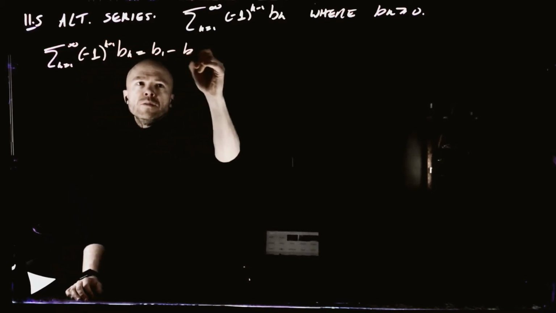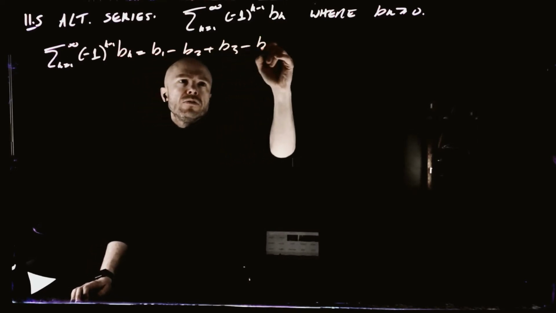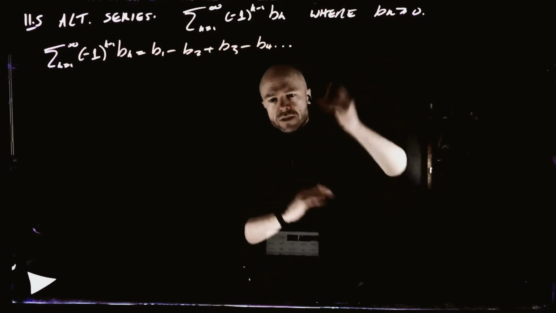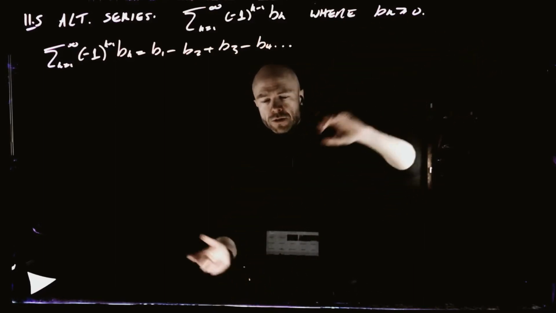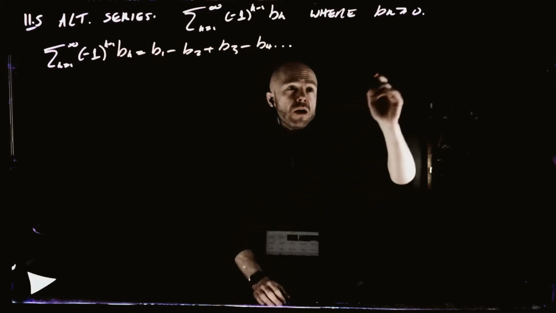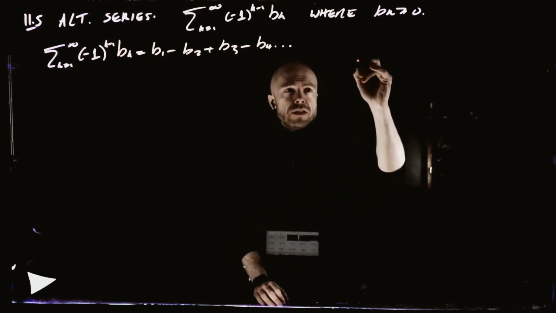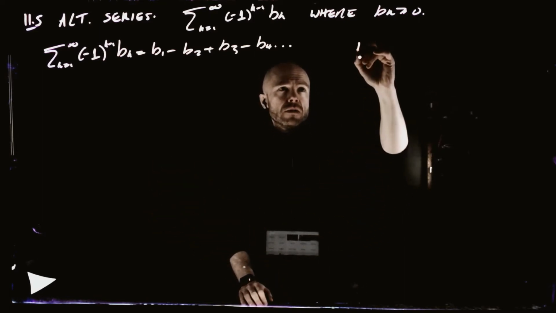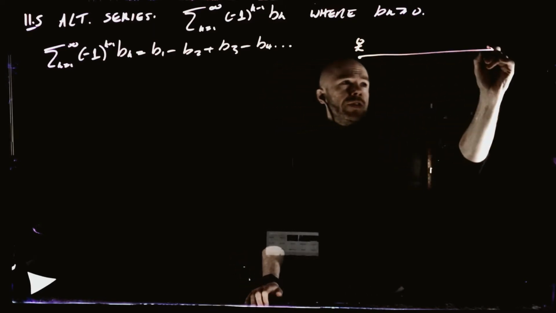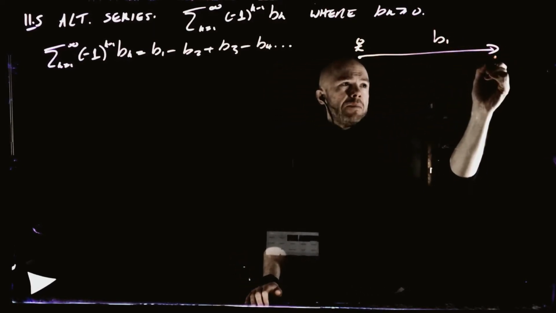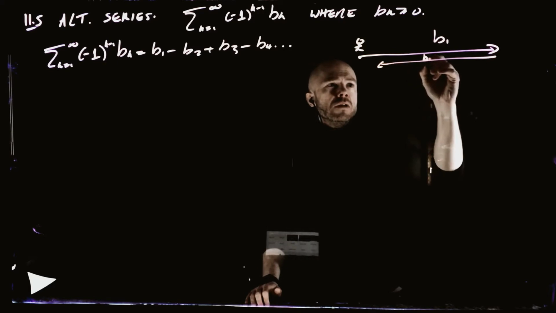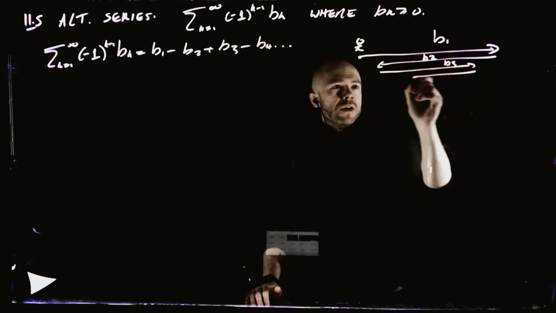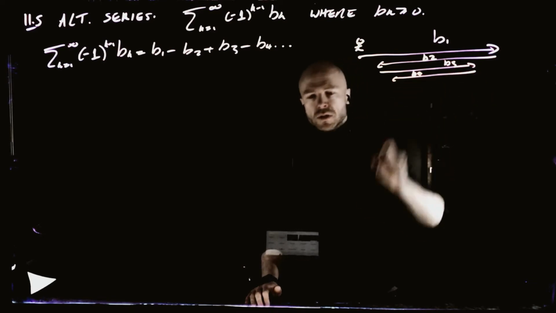It's b1 minus b2 plus b3 minus b4 and so on, right? We can't visualize this so easily as drawing blocks now, because these are positive and negative terms. However, a neat way to visualize this is to think about somebody taking a sequence of steps. Your person starts here, does a step forward with b1, a step backwards with b2, a step forward with b3, a step backwards with b4, and so on.